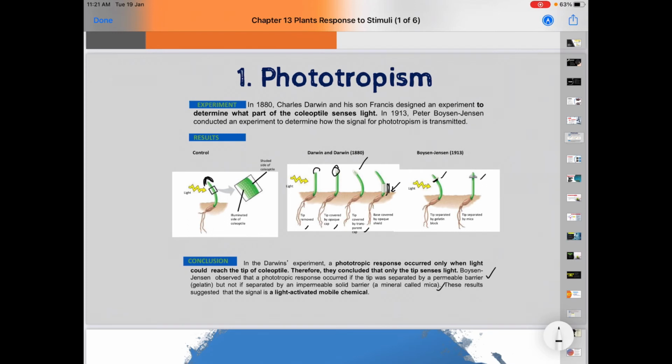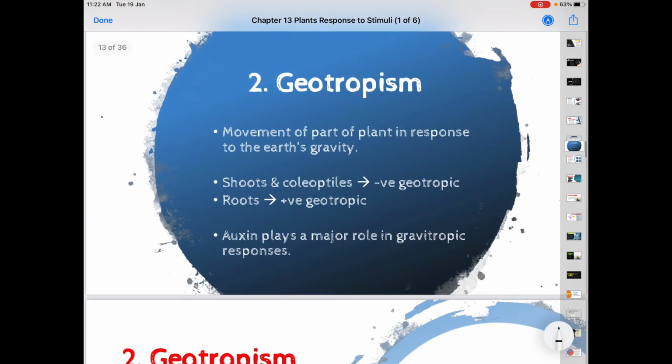but not if separated by an impermeable solid barrier, which is mica. Meaning when the coleoptile is separated by a permeable barrier, which admits the passage of materials, the stem elongates and bends towards the light. But when the coleoptile is separated by an impermeable barrier, meaning no passage of chemical substances, the coleoptile doesn't bend towards the light. So there are two results here, from Darwin and from Boysen-Jensen.